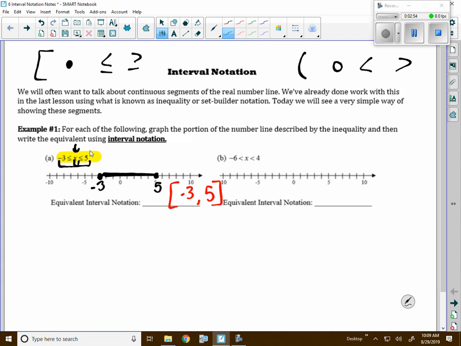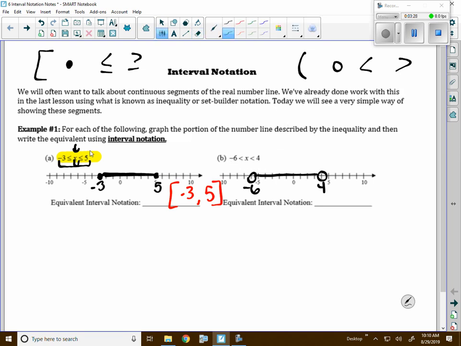We're going to do an open circle at -6, an open circle at 4. And again, we're shading between the two. Because if you think about it, if we just do this section, x is greater than -6, we shade it to the right. If we do the other section, x is less than 4, we shade it to the left from the 4.